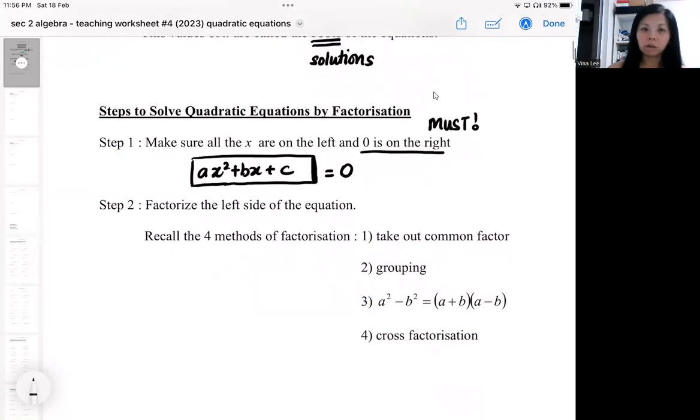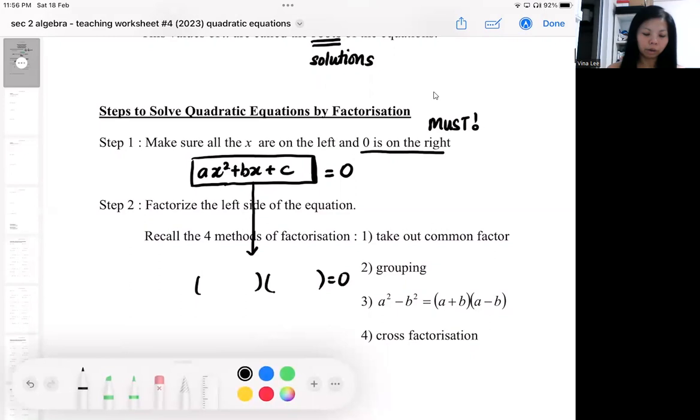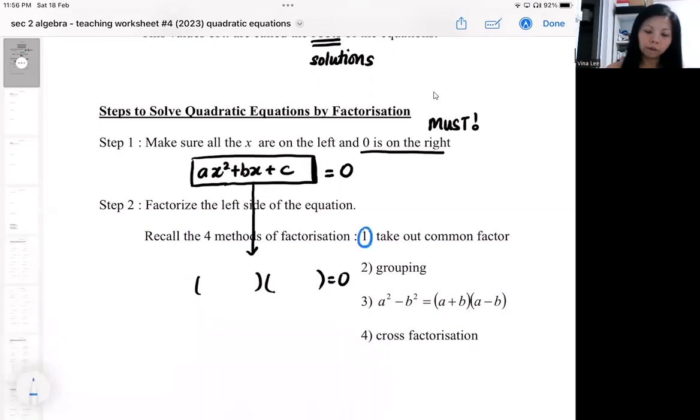After that, your job is to factorize. The expression on the left side will be factorized. How will you go through the factorization? You already learned 4 methods, so you apply the 4 methods of factorization. Most of the time, you find that you are using the cross factorize or the multiplication frame. I'm just saying most of the time, but the truth is, it can be any of the 4 methods.